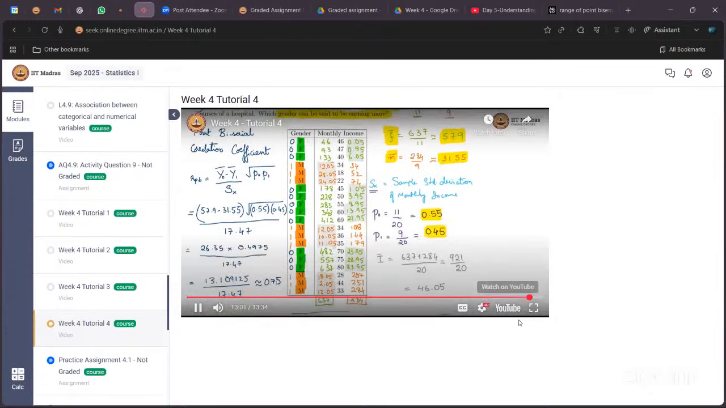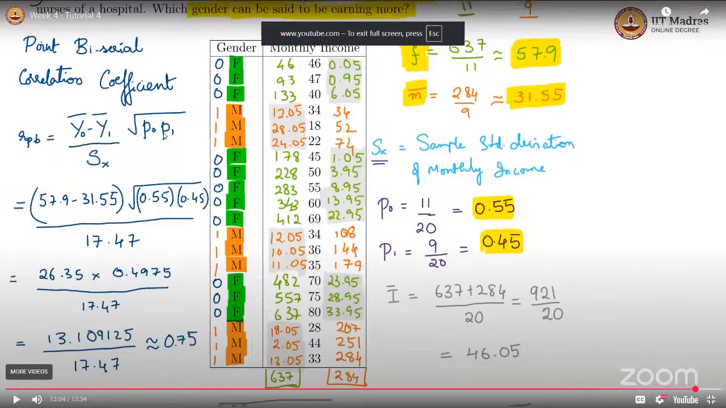Here, sir calculated RPV, that is 0.75, by the process which we already know. And here the question is, which gender can be said to be earning more? So my question is, how did sir decide it's female? Why is it not male? We have to tell in the question which gender can be said to earn more. We get the value of R as 0.75. Now how to decide whether it's male or female?